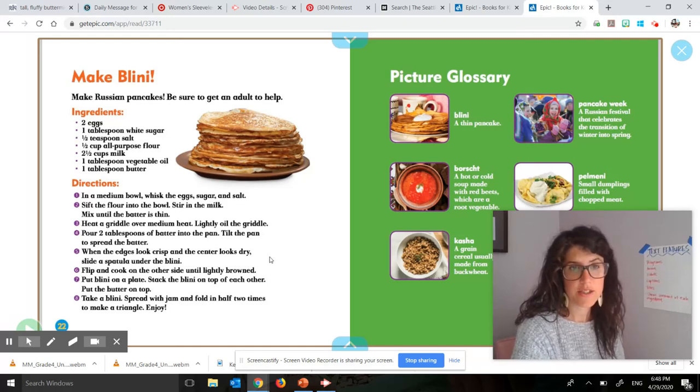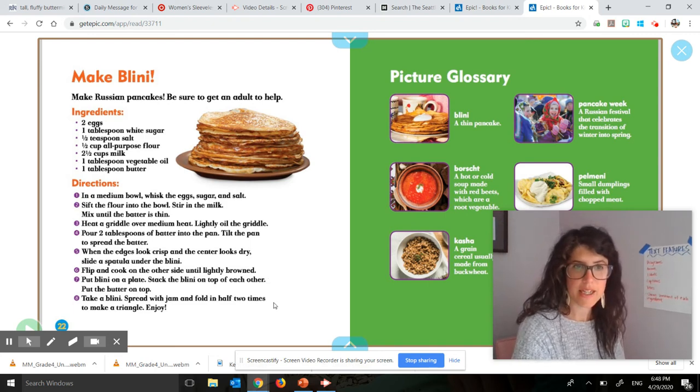5. When the edges look crisp and the center looks dry, slide a spatula under the bellini. 6. Flip and cook on the other side until lightly browned. 7. Put bellini on a plate. Stack the bellini on top of each other. Put the butter on top.